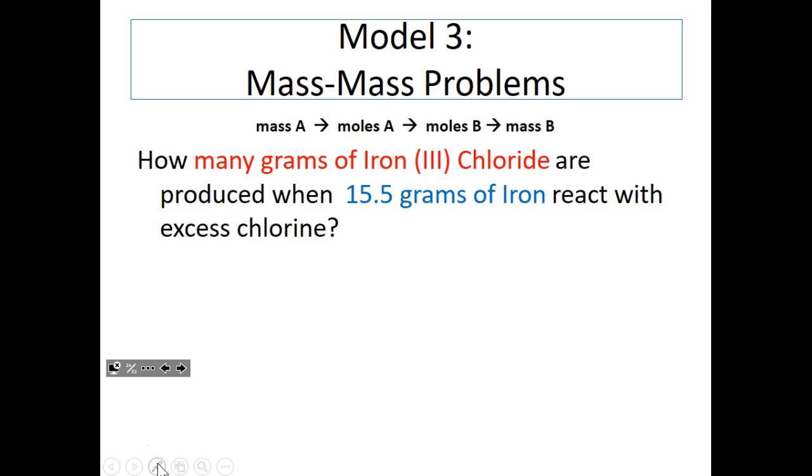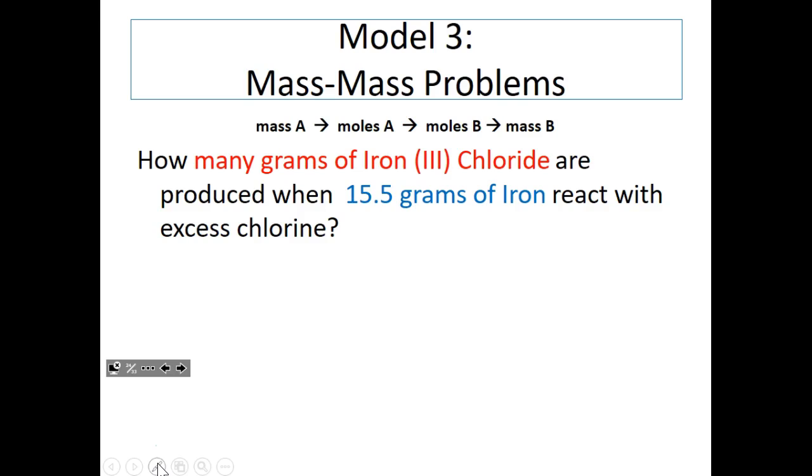And what you want to do when you get your problem is you want to make sure you read it carefully and be able to identify the given, so the substance that you're starting with, as well as what quantity of it you're starting with, and identify your unknown. So what substance are you trying to find a quantity of, and what quantity are you trying to find? So in this video I have my unknown in red and my given in blue.